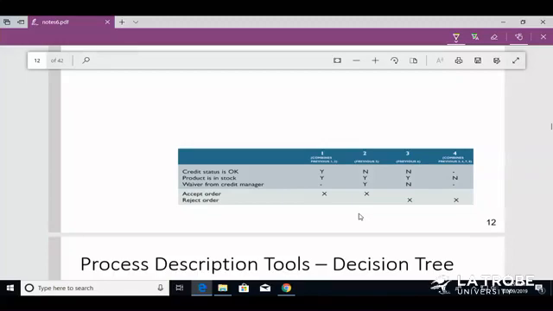The second step, we need to simplify the first decision table into another decision table. At the end of the simplification, we need to reduce the number of rules. How can we simplify? By combining those rules that share the same outcomes.